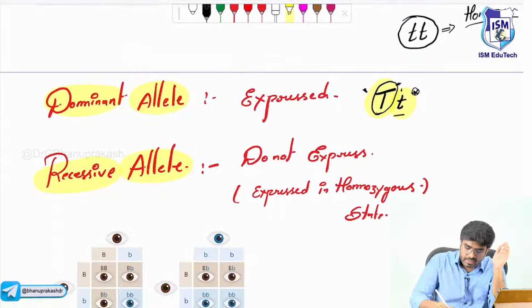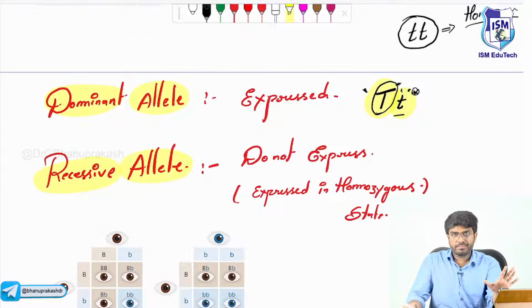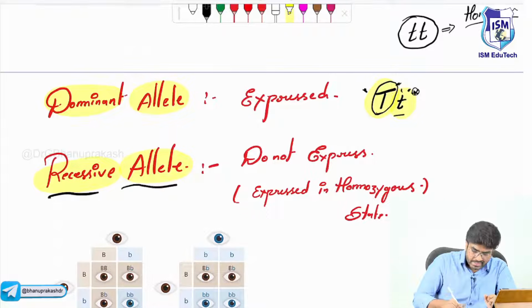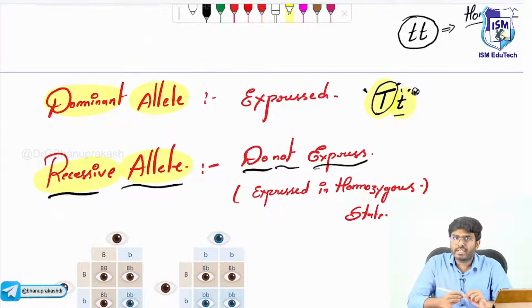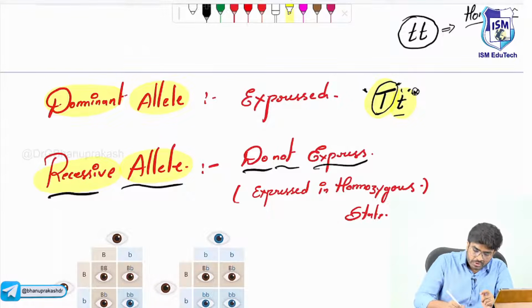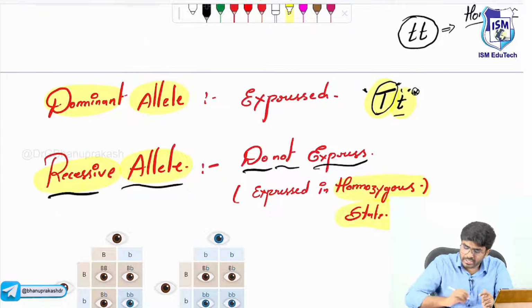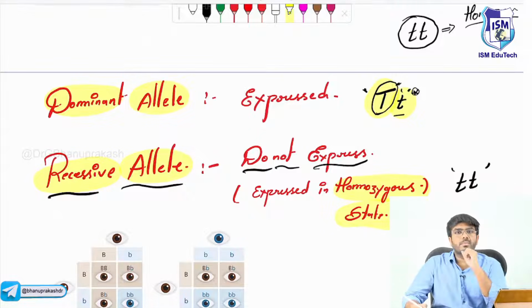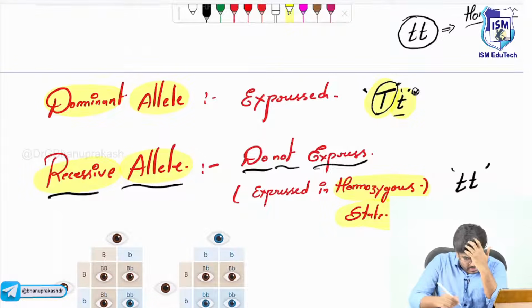So recessive alleles are usually not expressed when in a heterozygous state. Now, look, what exactly is a recessive allele? Usually they do not express, but they will express in a homozygous state. Let me give you one example. Look here, small t, small t. So what exactly is this small t, small t?